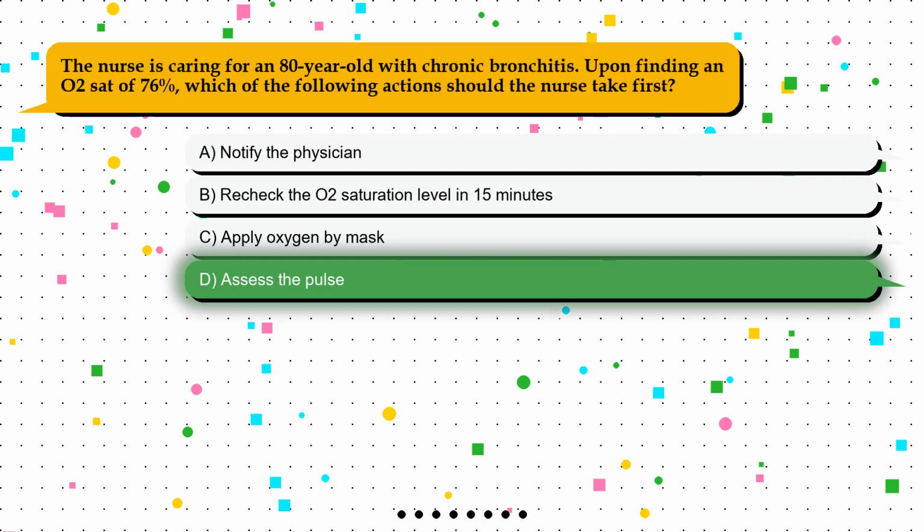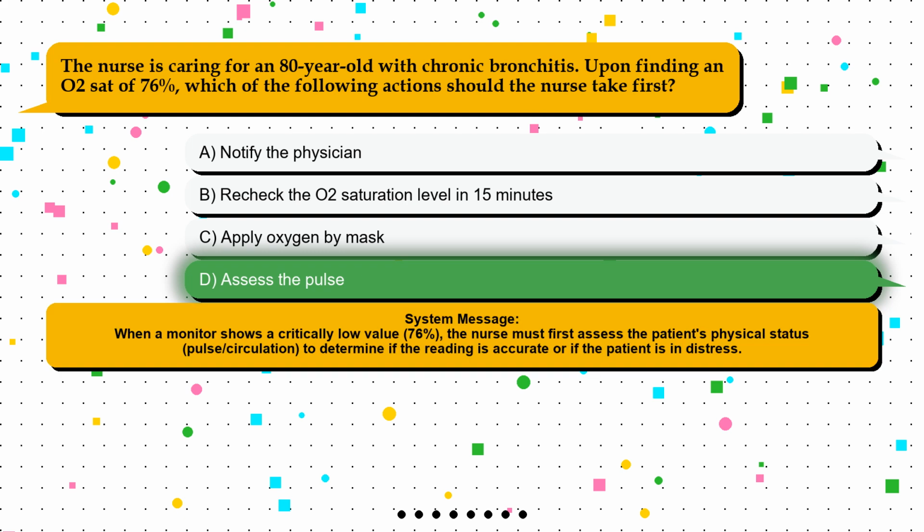The correct answer is option D, assess the pulse. When a monitor shows a critically low value, 76%, the nurse must first assess the patient's physical status, pulse/circulation, to determine if the reading is accurate or if the patient is in distress.